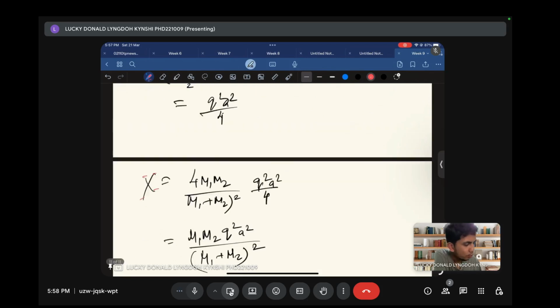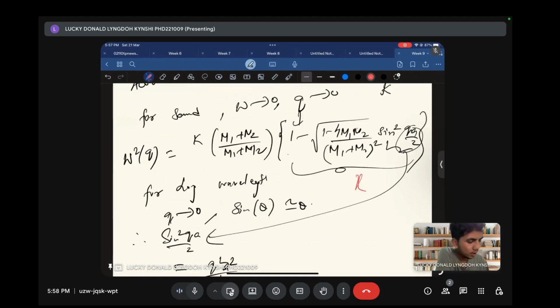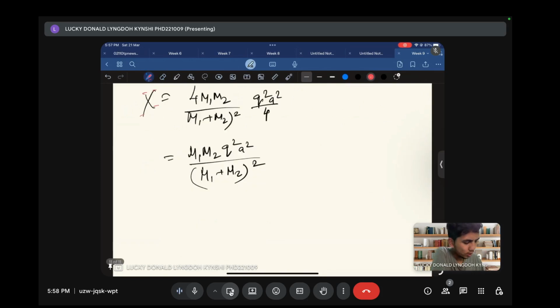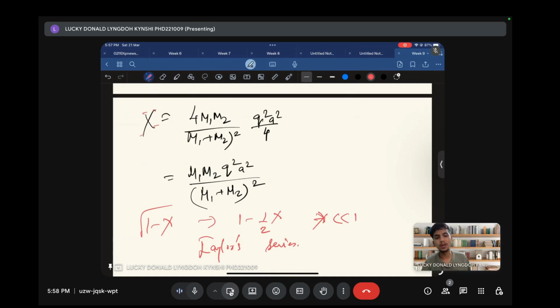Then what else? If you look inside this integration, you also have 1 minus x. Maybe here I can rename only this one as an x term. So now the square root of 1 minus x is approximately equal to 1 minus 1 by 2 x, for x very much less than 1. This is from your Taylor series. Taylor series allows you to find an approximation of the square root of 1 minus x. You can expand it as 1 minus 1 by 2 x, provided your x is very much less than 1.